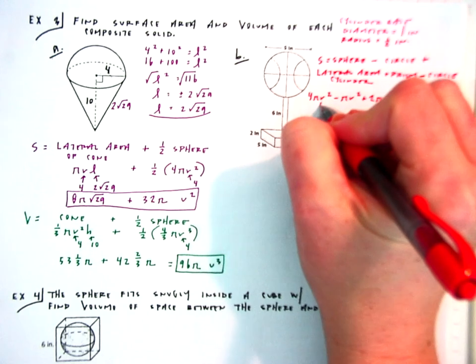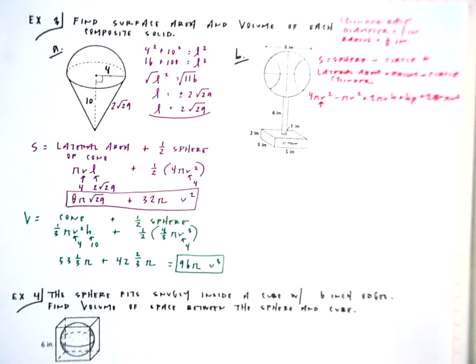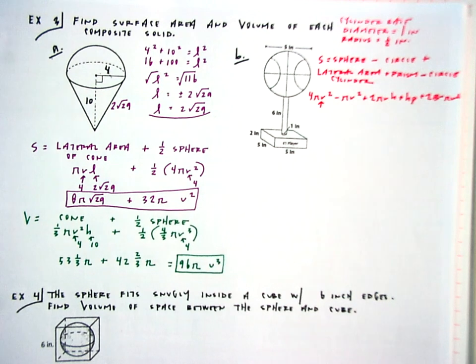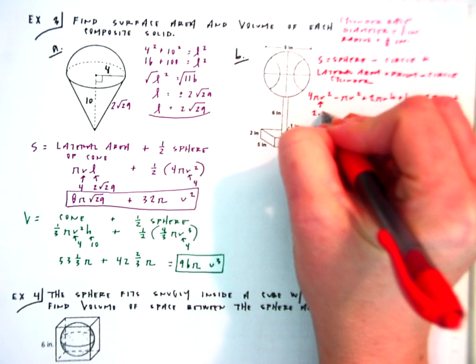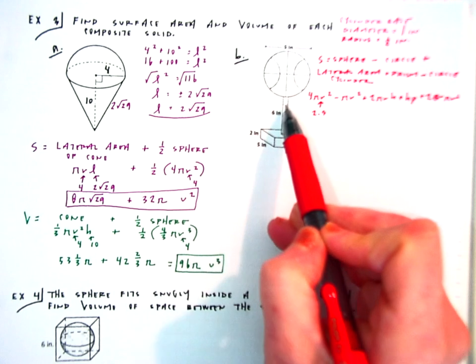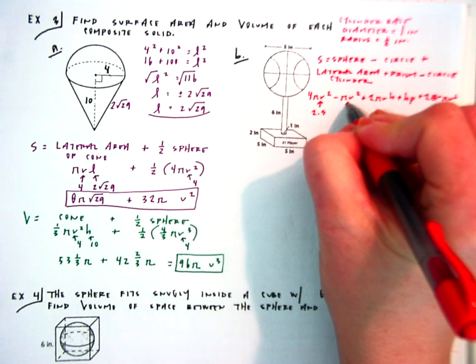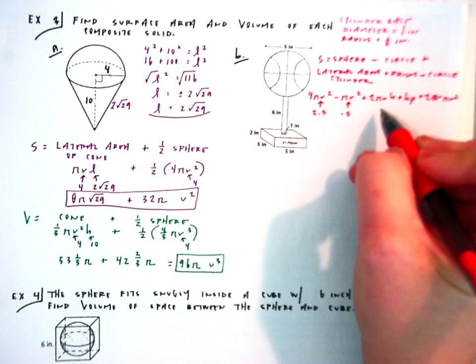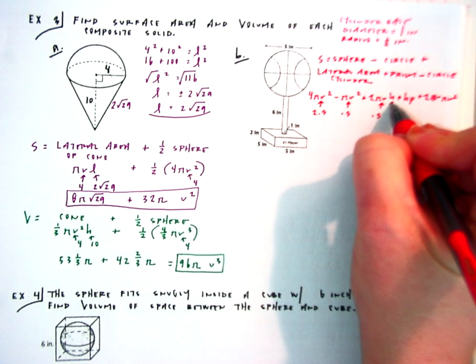And then I'm going to plug in for the radius of the circle. I'm sorry, not radius of the circle, radius of the sphere. Radius of the sphere here must be 2.5. Okay, of the circle right here, the radius would be 0.5. Okay, radius of the cylinder, 0.5. Height of the cylinder is 6.